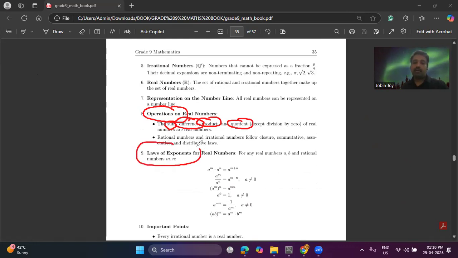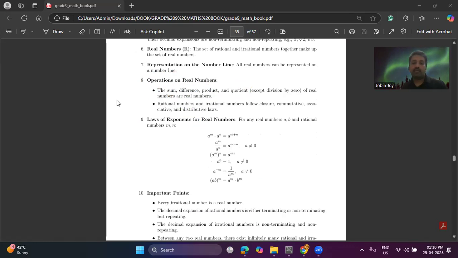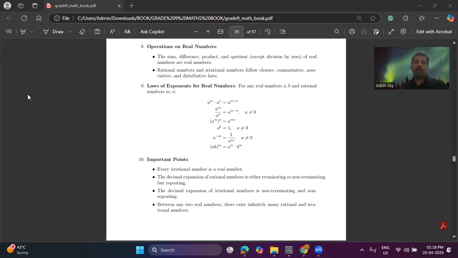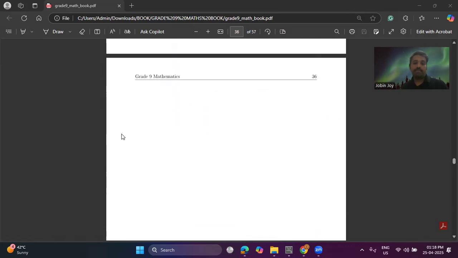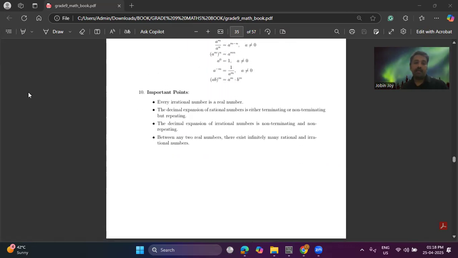Then we applied different laws of exponents to these numbers: a raised to m into a raised to n, a raised to m by a raised to n, a raised to m the whole raised to n. And we know that any number raised to 0 is equal to 1. Okay, so now the important points, and finally I'm going to end this chapter. Every irrational number is a real number. We already discussed that real numbers means both rational and irrational numbers. So every irrational number is a real number.